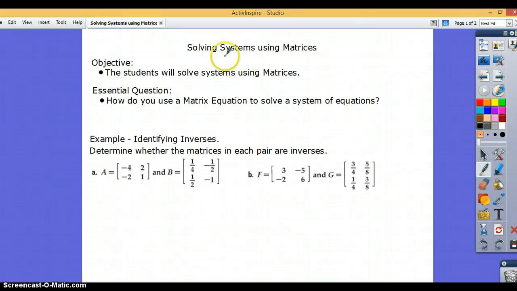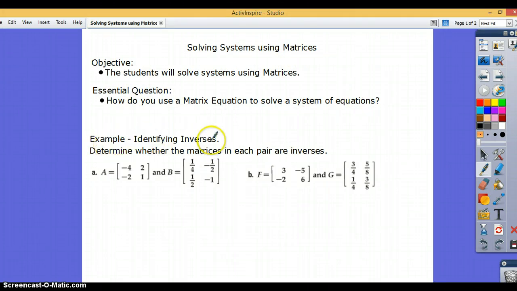Alright guys, if you've been struggling with this unit, this is the lesson that you need to listen to, watch, pay attention to, and get really good with, because matrices will make your life a whole lot easier. So it says the students will solve systems using matrices. And how do we use a matrix equation to solve a system of equations?